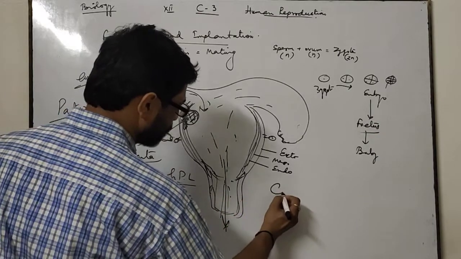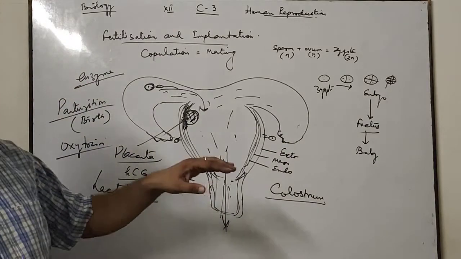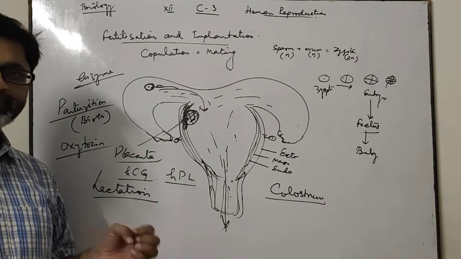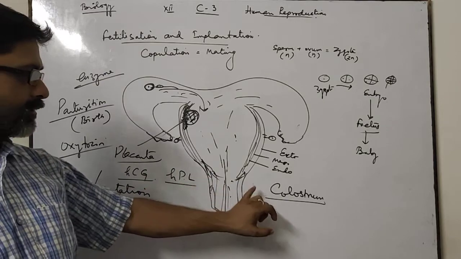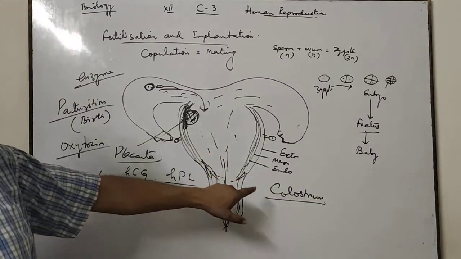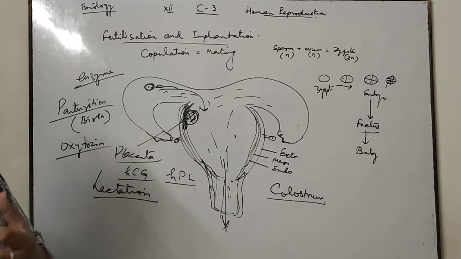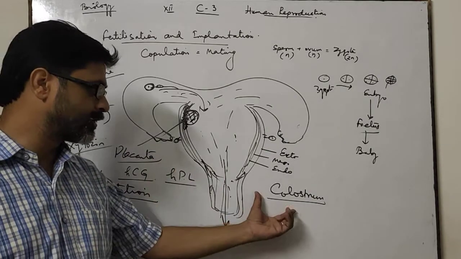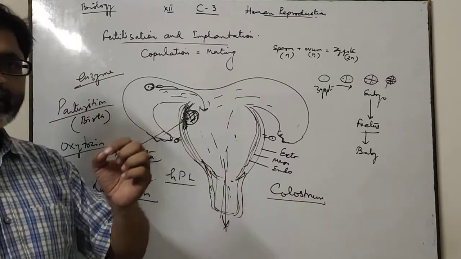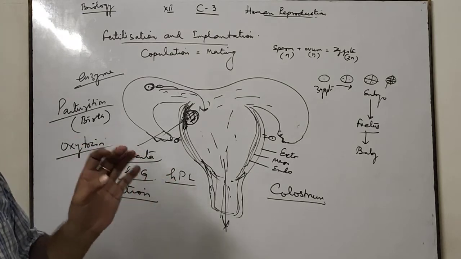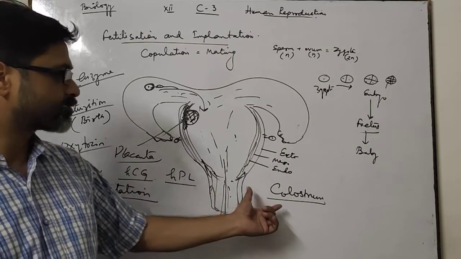Here, a very important word, colostrum. Colostrum is the milk secreted during the initial few days after birth of the baby. This is highly immunizing milk, which is very necessary for the baby. It provides a large number of antibodies from the body of the female to the body of the baby. Colostrum is light yellow milk which provides nutrition as well as immunity to the baby. This is called colostrum.